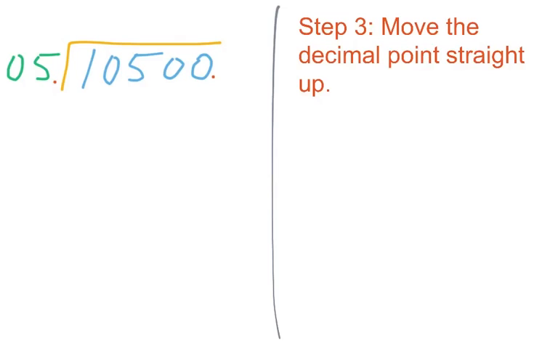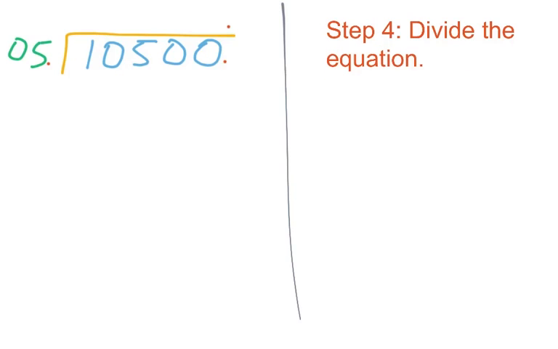Step 3, move the decimal point straight up. Well, we already moved the decimal point 2 spaces over in our divisor. We did the same thing in our dividend. So now, where our decimal point is, I'm going to put an arrow, and we're going to place it straight up. So it'll be right there at the end, and that'll set us up for the division, which is going to be our next step right here. So we have what looks like 10,500 divided by 5.